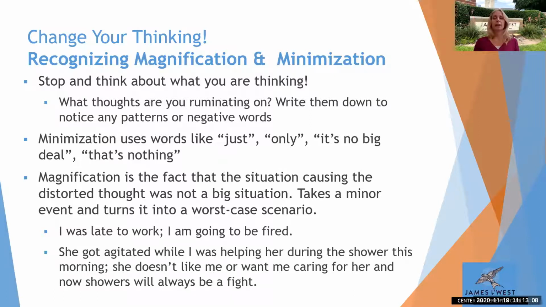Minimization uses words like it's just, or it's only, it's no big deal, oh, that's nothing. We're minimizing the importance of something that we've done. Magnification is really the fact that the situation causing that distorted, blown out of proportion thought is not a big situation. Again, it takes a minor event and turns it into a worst case scenario.